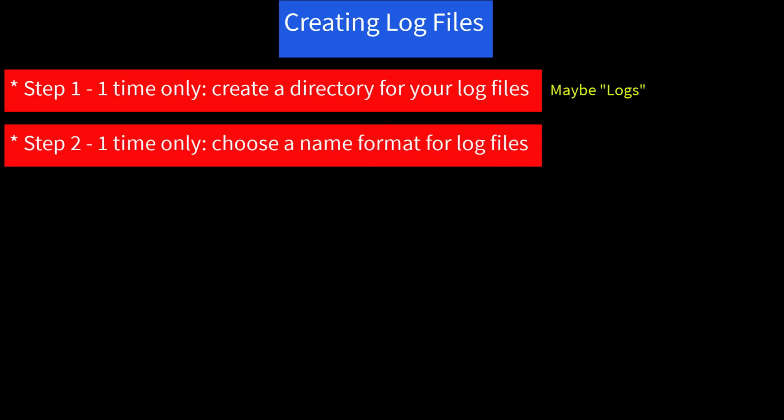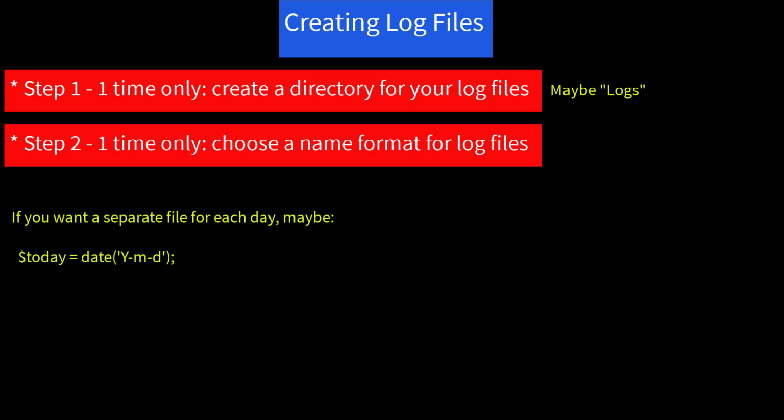Step 2, one time only. Next, choose a name format for log files. Here, you may want to have a log file for each day or each month, depending on the volume of entries you expect. So establish a naming convention. For example, if I want to have a log file for each day, so all the activity for each day is in one file, you might choose something like this.